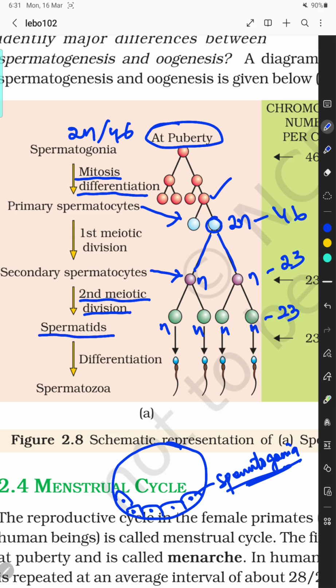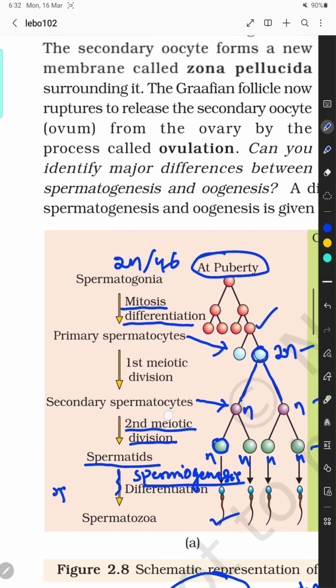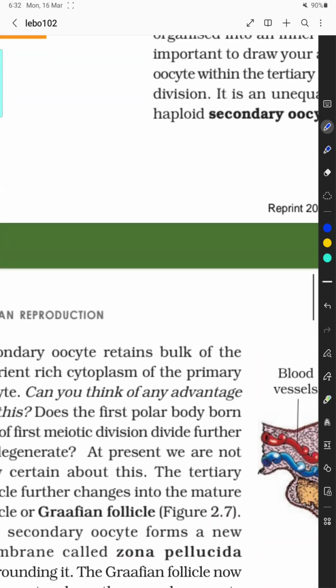Now these spermatids undergo differentiation by a process known as spermiogenesis. By this spermiogenesis they develop into sperms. Here you can see the cells are circular, but here the sperm has been developed. It has head, tail and middle piece. Okay. Now come to some important points related to this.